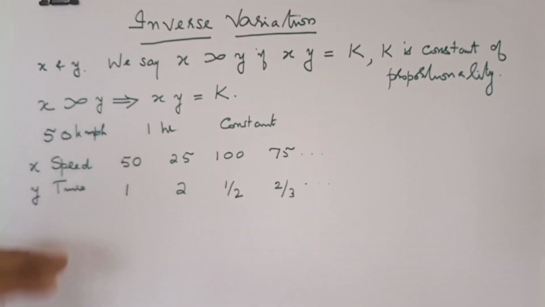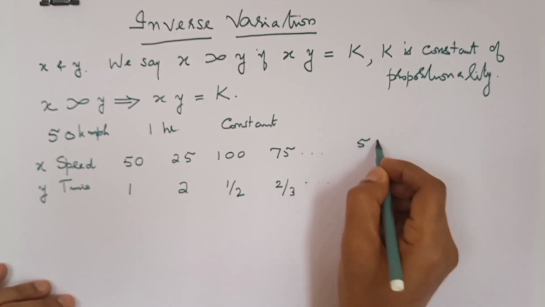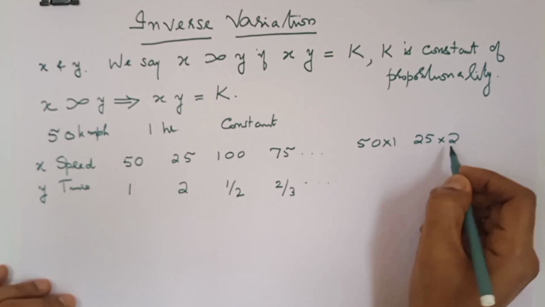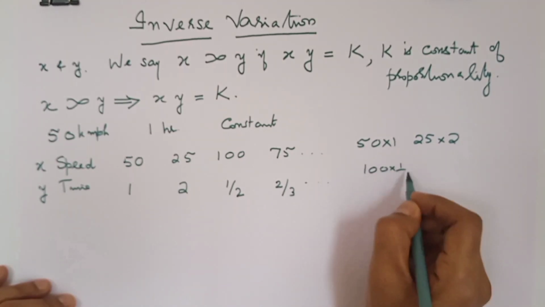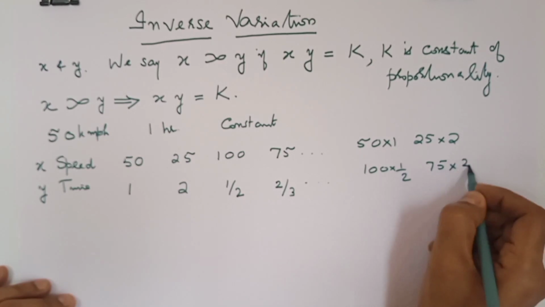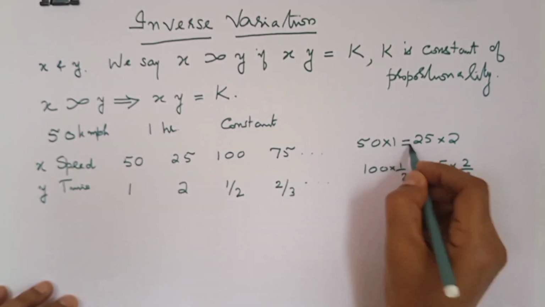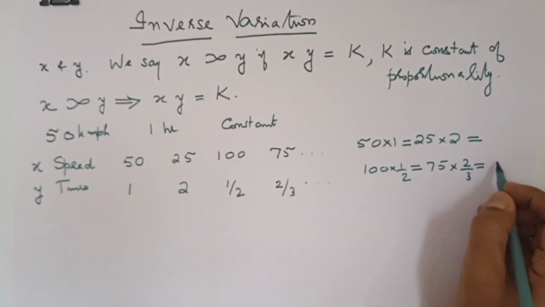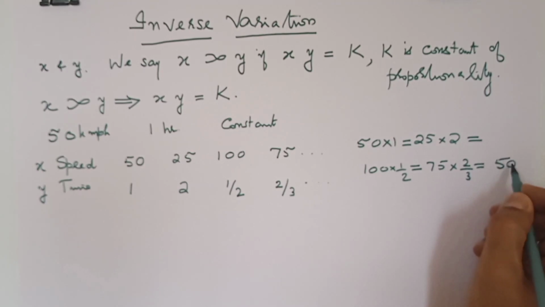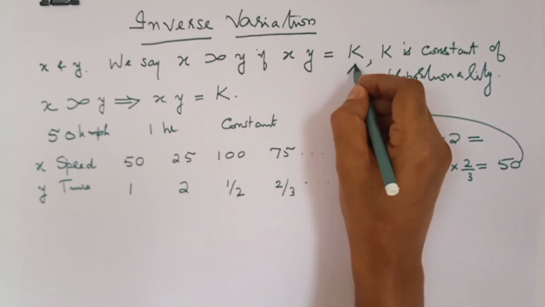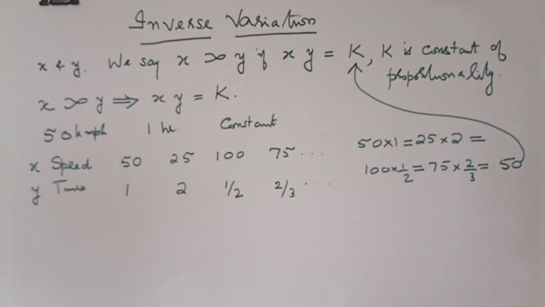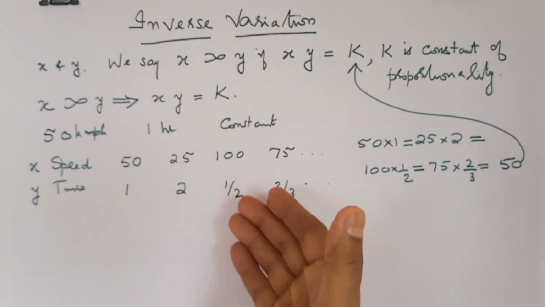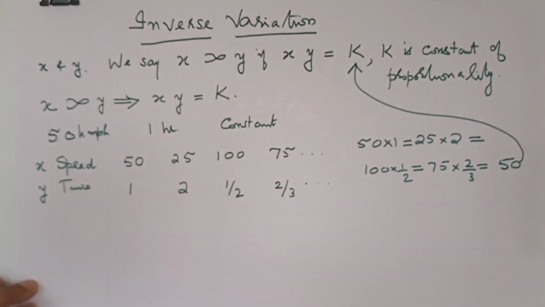Now look at the product of these two. 50 into 1, 25 into 2, 100 into 1 by 2, 75 into 2 by 3. They are all equal. And that equal number in this particular case turns out to be 50. And that's what is denoted by k here. So in every inverse proportionality, there is a constant number called the constant of proportionality, which in this particular case happens to be 50.